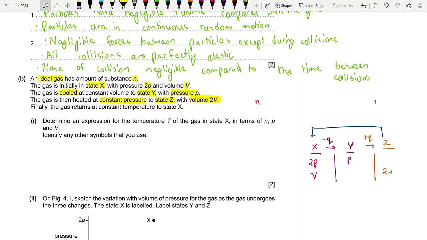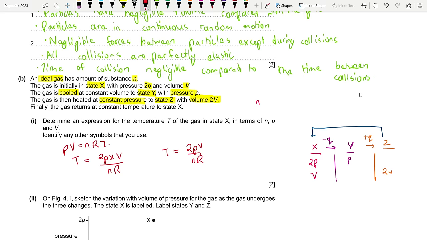Determine an expression for the temperature T of the gas in state X in terms of n, p and V. So we know that the general formula for an ideal gas is PV equals nRT. Now we need to find an expression for the temperature of the gas. So T is equal to the pressure, which is initially 2P, times the volume V, divided by nR. So T is equal to 2PV by nR.